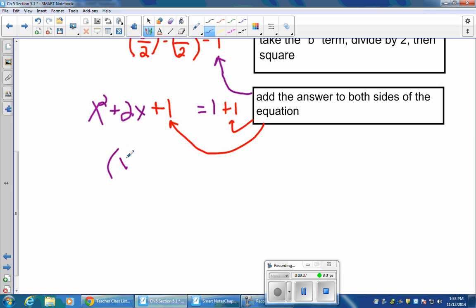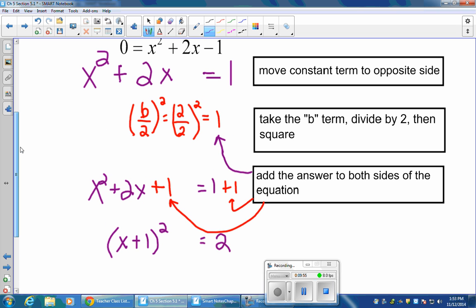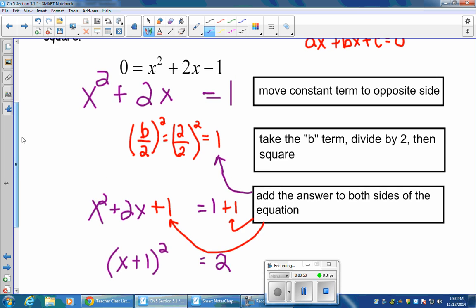So we have x plus 1 quantity squared, x plus 1, x plus 1. And if this doesn't come out to a perfect square, x plus 1, x plus 1, something that's not a perfect square, something's wrong, because that's the purpose of this. Okay? So move the constant term, take the b term, divide it by 2, square it, add your answer to both sides, reverse FOIL.